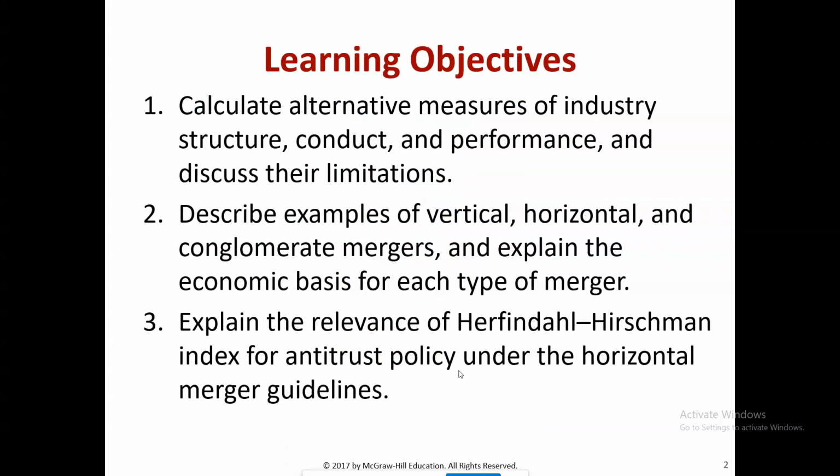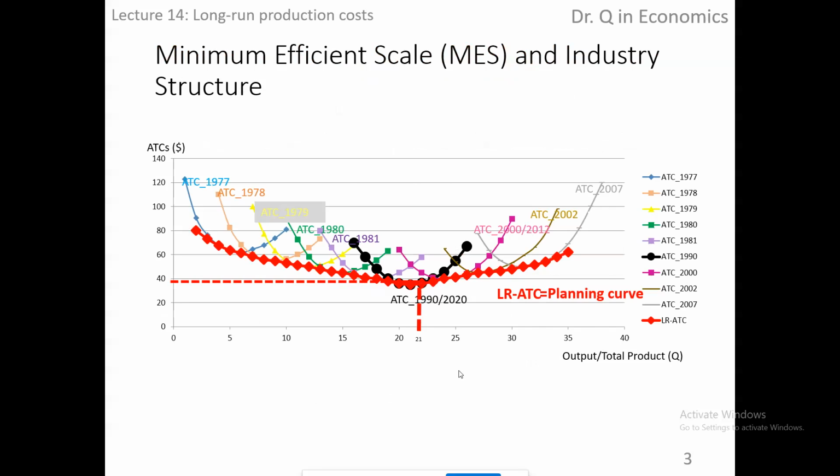I'm Dr. Q. In this video, we will calculate different indexes measuring the industry's structure, conduct, and performance, and also discuss their limitations. We'll also describe examples for vertical integration, horizontal mergers, and conglomerate mergers, and explain the economic basis for each type of merger. We'll explain the relevance of the Herfindahl-Hirschman index for antitrust policy under the horizontal merger guidelines.